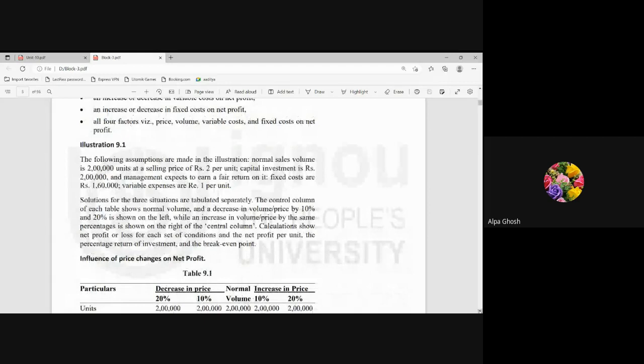So this is an illustration. The normal sales volume is 2 lakh units at a selling price of rupees 2 per unit. Capital investment is rupees 2 lakhs, and management expects to earn a fair return on it. Fixed costs are rupees 1,60,000 and variable expenses, or variable cost, is rupees 1 per unit. So when we say it is variable expenses, it depends either on the volume or on the percentage.